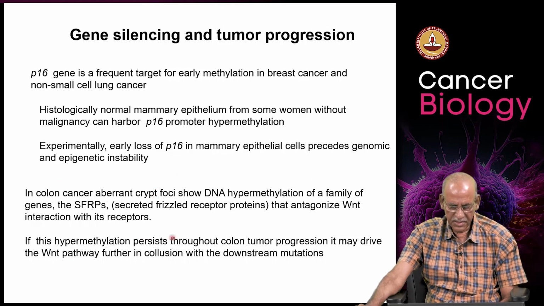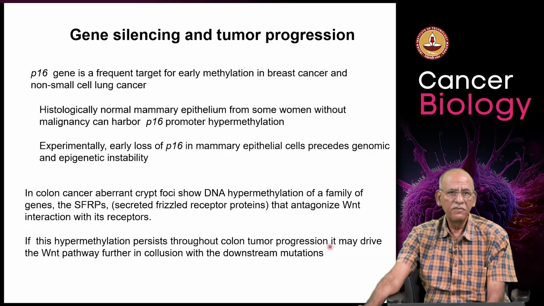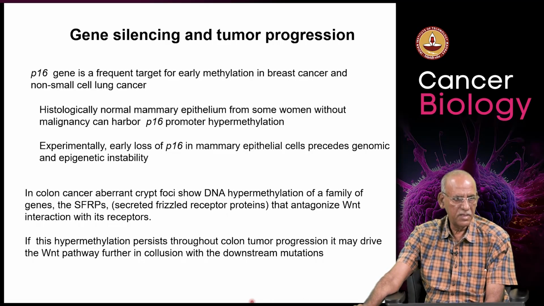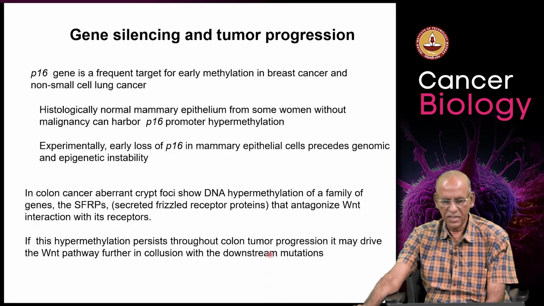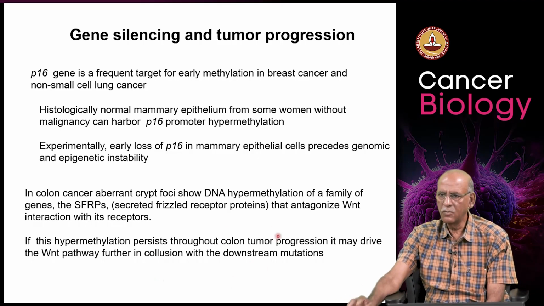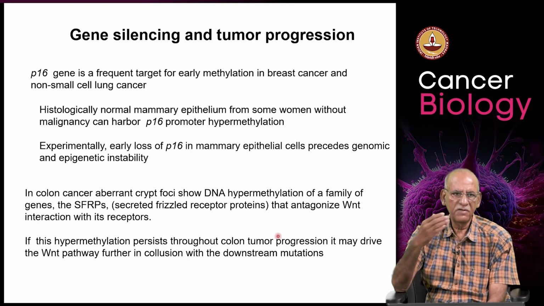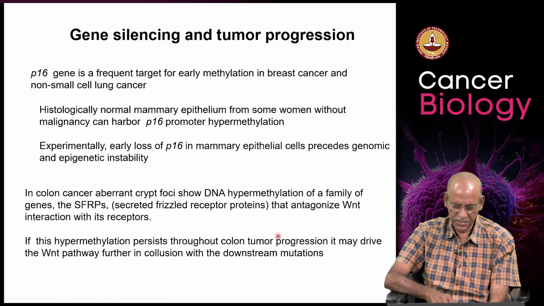If this hypermethylation persists throughout colon tumor progression, if you may remember that I told you Wnt signaling is very important for the pathology and tumor progression in colon cancer. Wnt signaling is very important in colon cancer. So, this can help in tumor progression. It may drive the Wnt pathway further in collision with the other mutations. It is not only one change, there must be several changes before a normal cell gets transformed into a cancer cell. So, these are important changes.